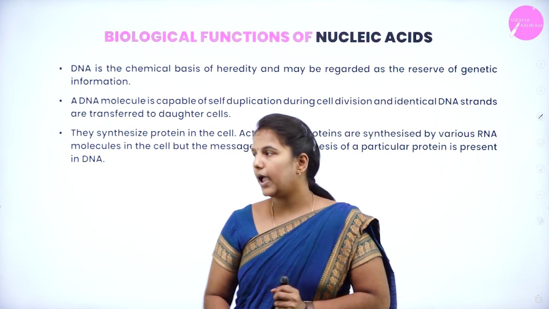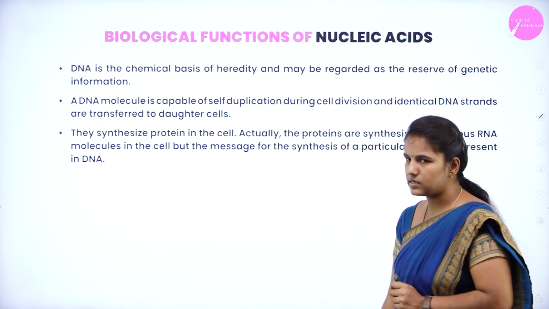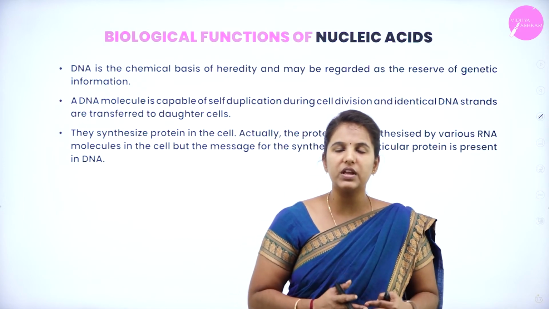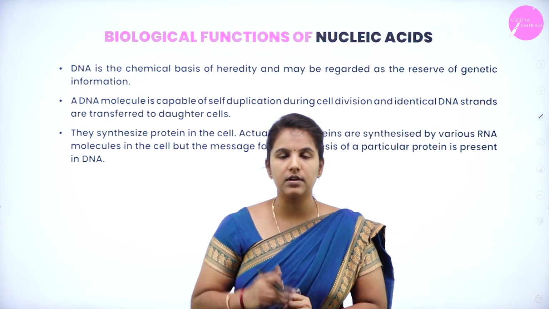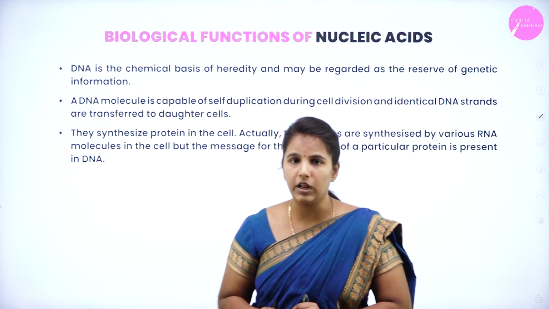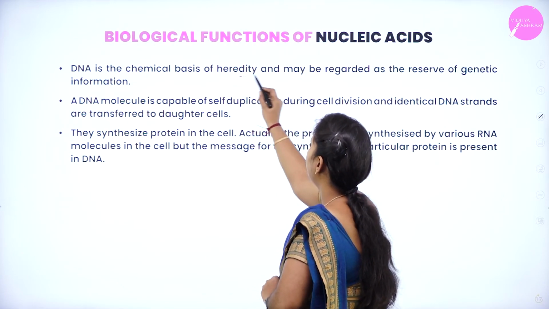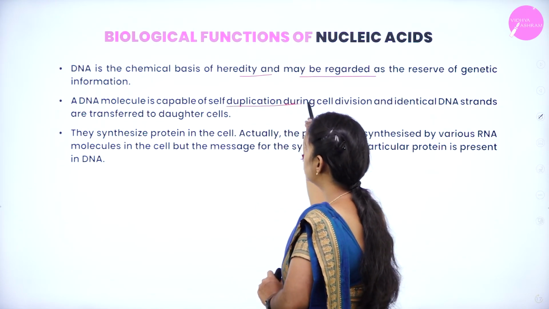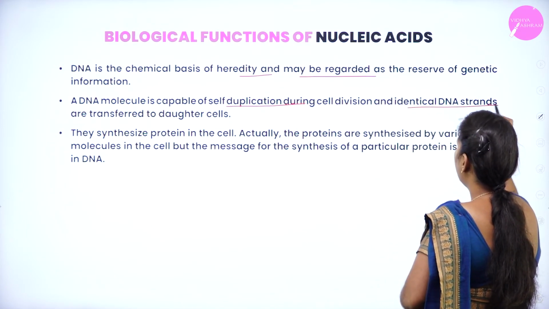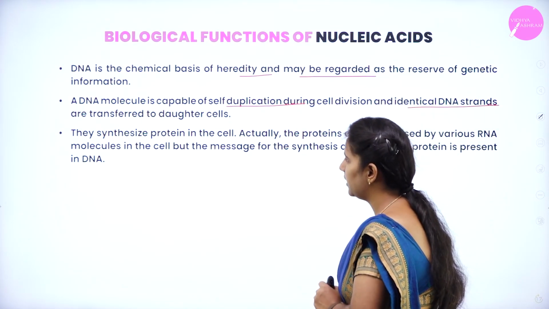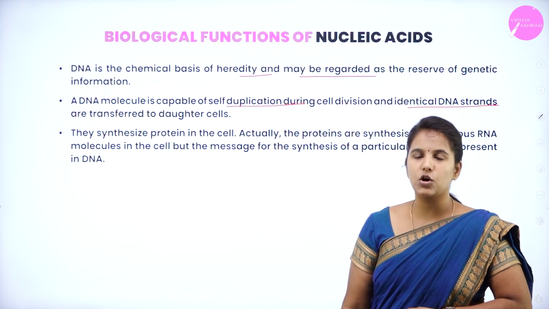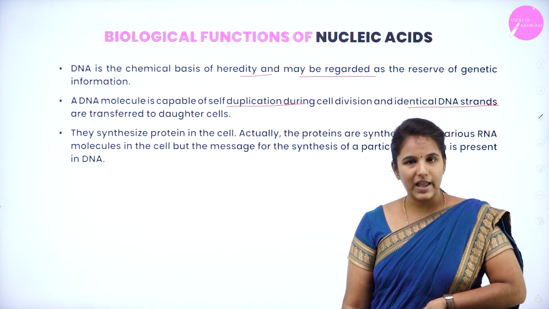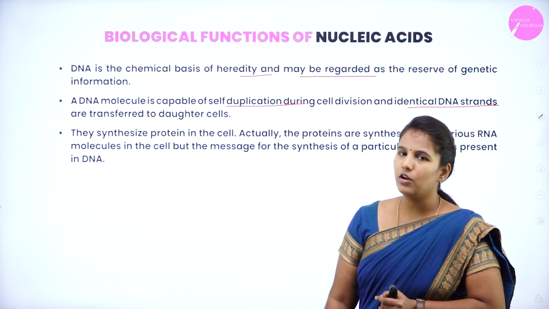Next are the biological functions of nucleic acids. What is the main function of nucleic acid? Just now we have understood that DNA is helpful for transferring genetic characters from one generation to the next generation, whereas RNA is mainly responsible for protein synthesis. DNA is the chemical basis of heredity and may be regarded as the reservoir of genetic information. A DNA molecule is capable of self-duplication during cell division, and identical DNA strands are transferred to the daughter cells. That is why we look so similar to our parents or ancestors, because of DNA replication. During replication, some characteristics are transferred from one generation to another, which is why we look almost similar.